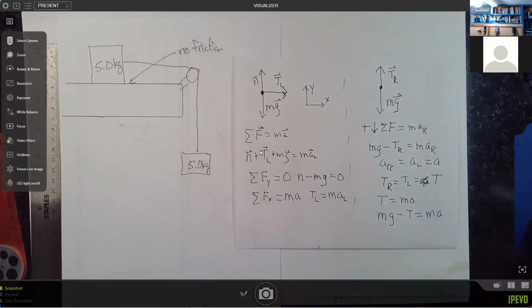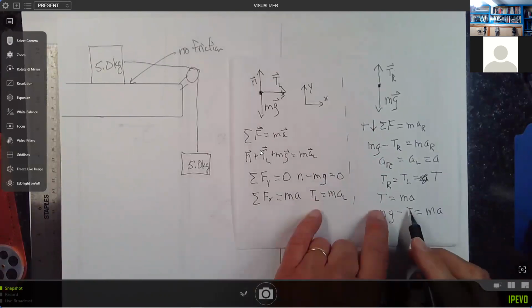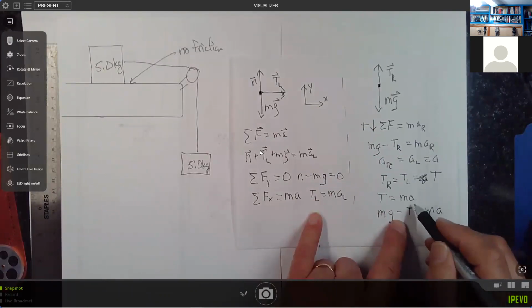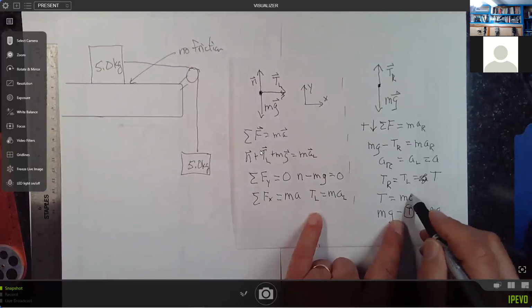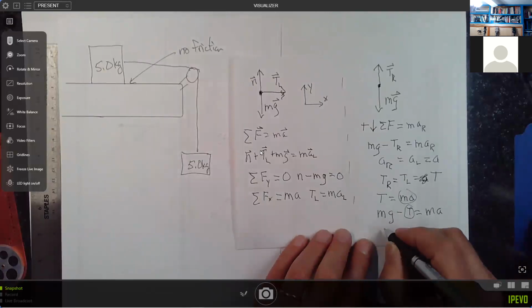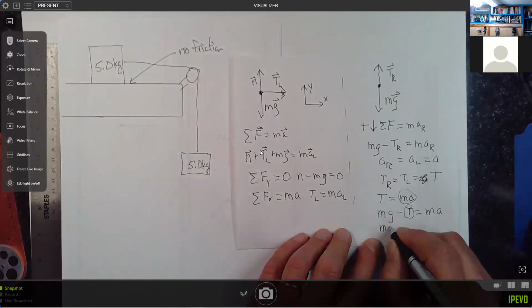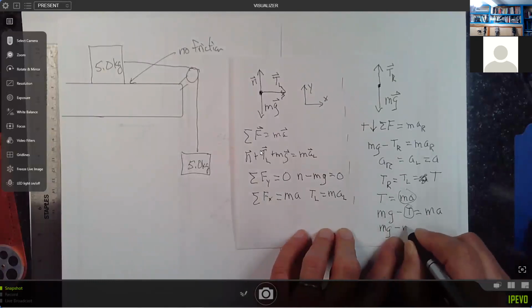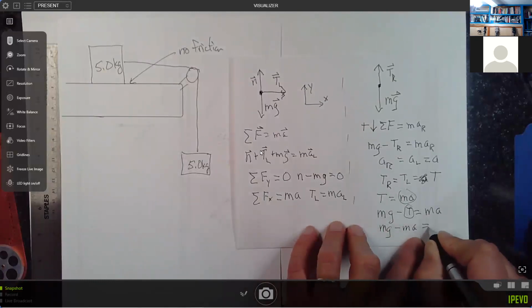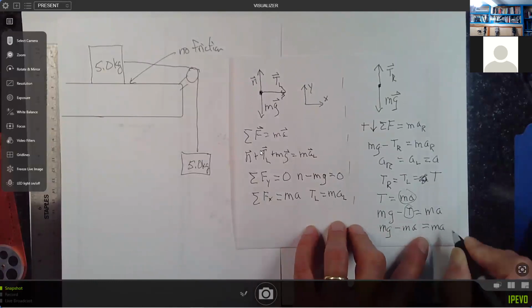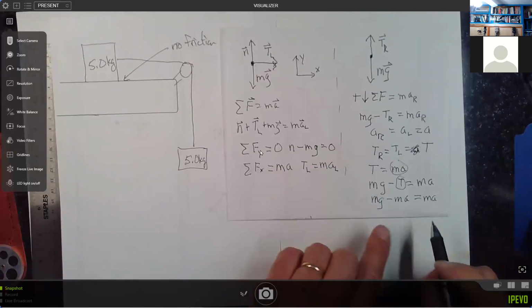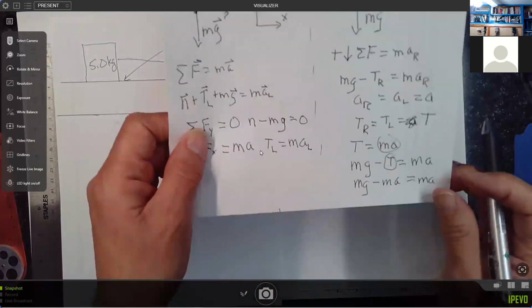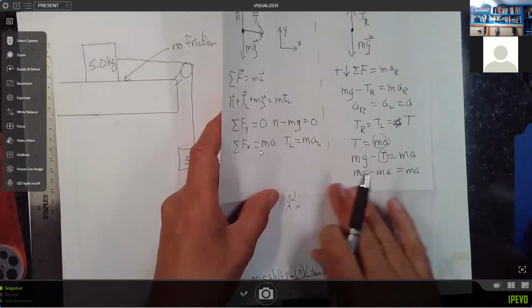Well, let's see. Can I do anything with that? Since this is equal to this, I can say that mg minus ma is equal to ma. And if I add ma to both sides, I've got room on this page.